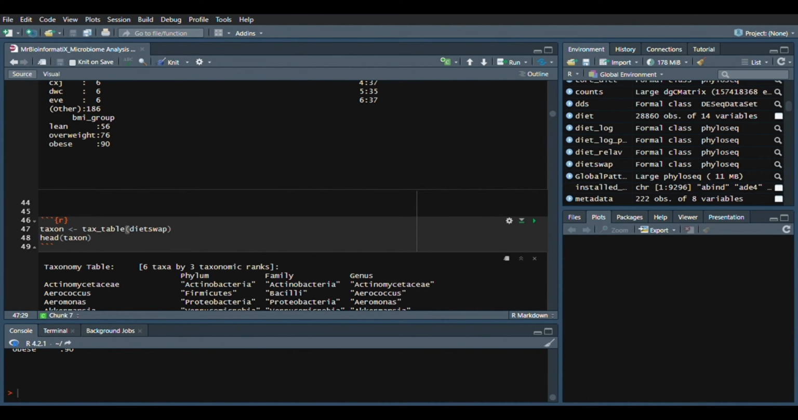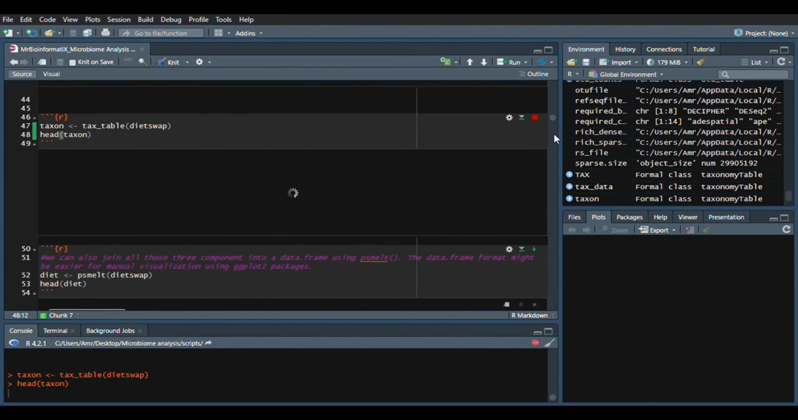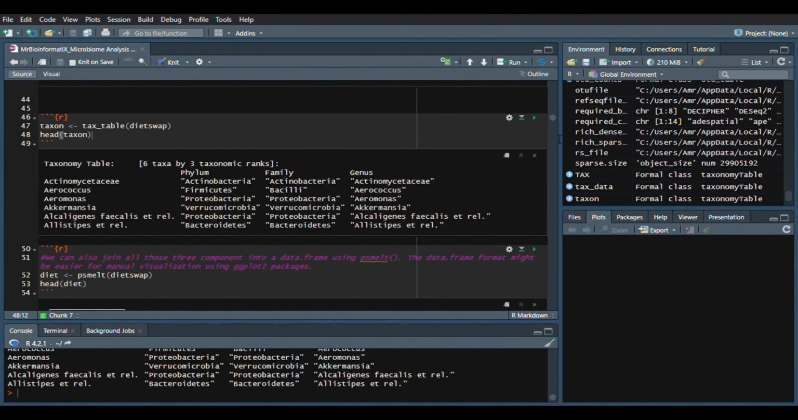Now we have inspected and understood the OTU table and the metadata. We will retrieve the taxonomy table using this command, which is taxon equal to tax table diet swab. And then we look at the taxon by using head. Let's run our code. The taxonomy table allows us to see how each operational taxonomic unit, or OTU, is classified into higher taxonomic ranks, like phylum, family, and genus.